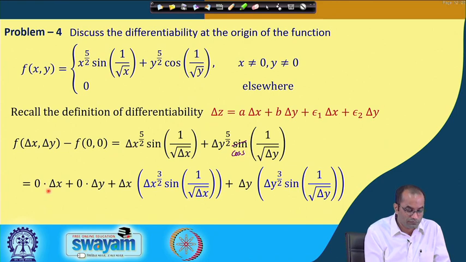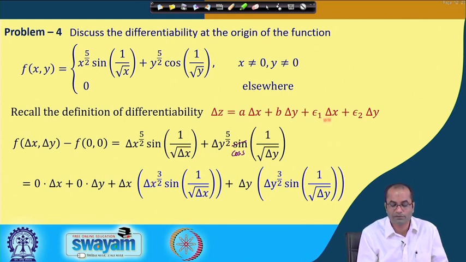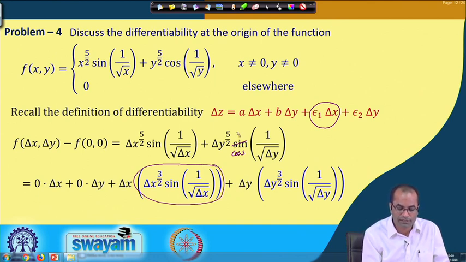In this case we can now write down 0 into delta x plus 0 into delta y, that linear term, because there is no linear term. So, we have just introduced here 0 times delta x and 0 times delta y. Here we have taken this delta x outside, because we need that format, epsilon 1 delta x. So, this will become epsilon 1 here, and then plus from here also we have taken the delta y term away, then we have delta y power 5 by 2, and this is again the cos term, the cos of 1 over square root delta y.